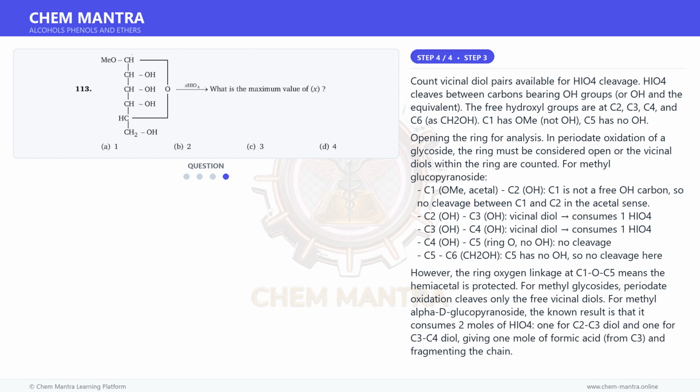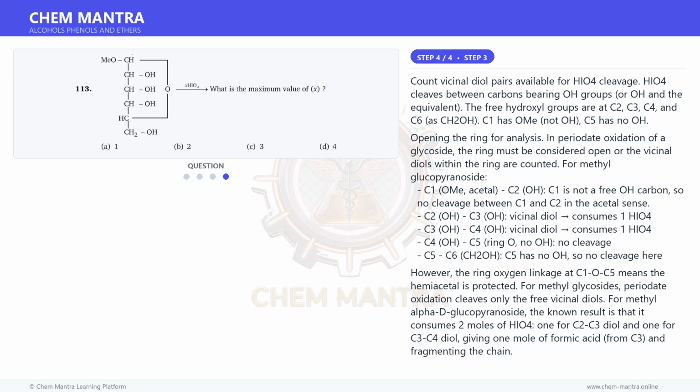HIO4 cleaves between carbons bearing OH groups, or OH and the equivalent. The free hydroxyl groups are at C2, C3, C4 and C6 as CH2OH. C1 has OMe, not OH. C5 has no OH. Opening the ring for analysis. In periodate oxidation of a glycoside, the ring must be considered open or the vicinal diols within the ring are counted. For methyl glucopyranoside, C1, OMe, acetal, C2, OH.